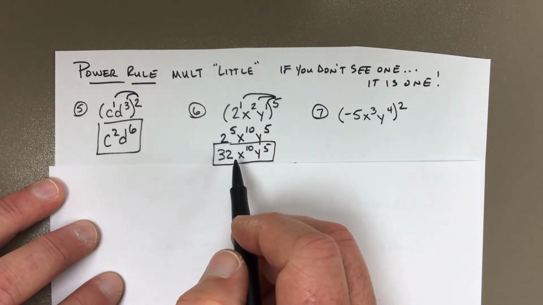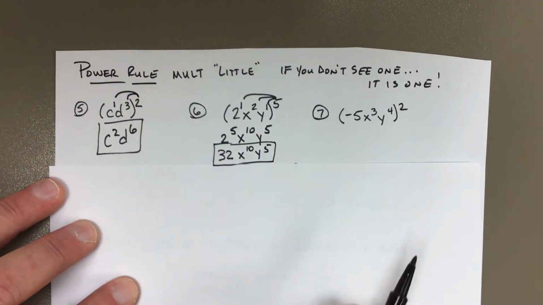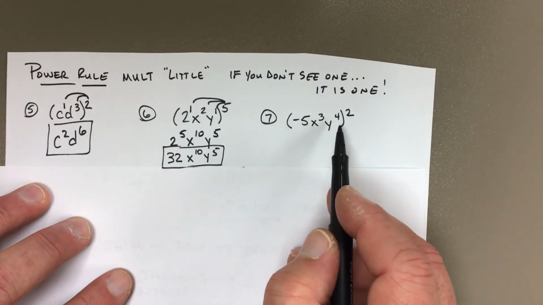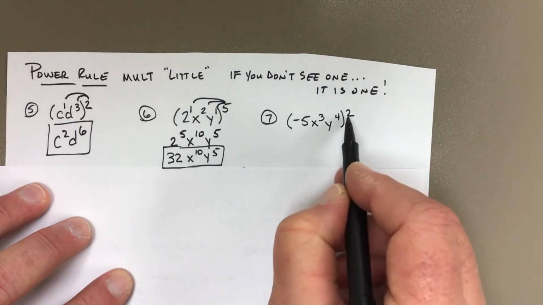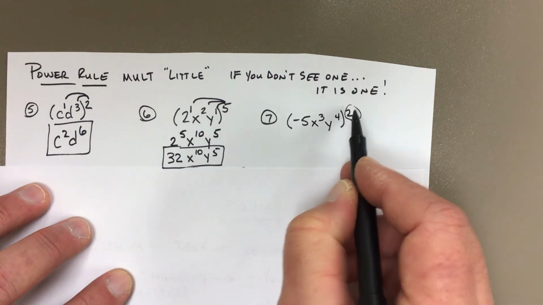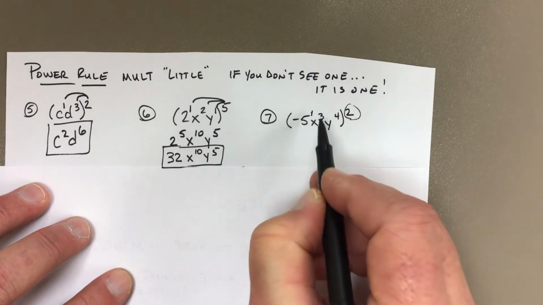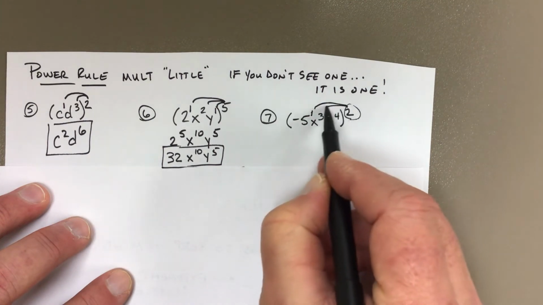Again, the biggest thing that you have to remember is that the coefficient has an exponent of 1, so it has to distribute. We can see that a little bit better on a problem like this. So we've got negative 5x to the 3rd, y to the 4th, squared. Really what this tells us, another way to think of it is, now we can go ahead and distribute this. Remember the negative 5 has a 1, so we distribute here.